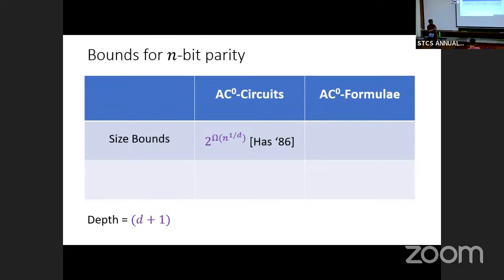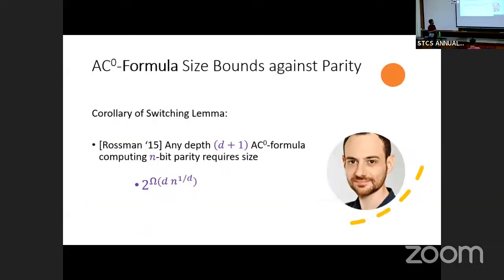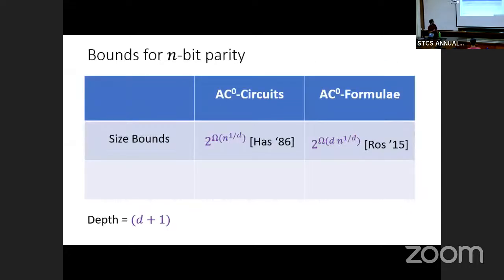You can see some more rows and columns here. So what happens with formulas? Rossman has found, as a corollary of the switching lemma, a size bound for formulas computing parity, and the size bound looks like this. If you remember, the circuit bound was 2 to the n to the 1 by d. For formulas, there's another little d introduced here. Good.